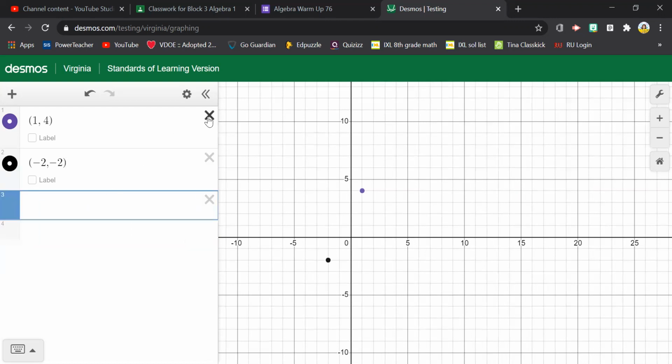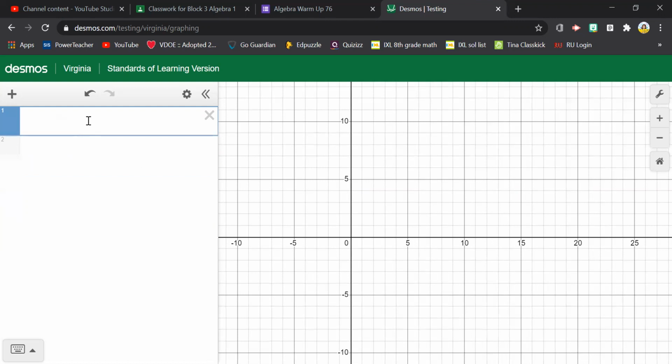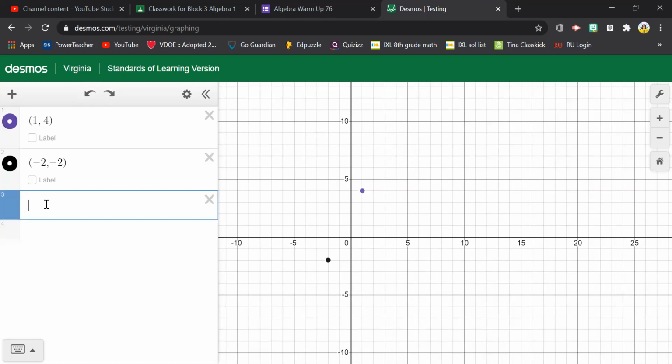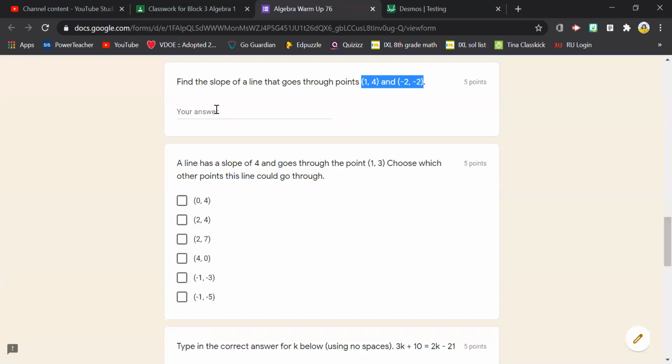The other thing that I could have done is use my slope formula. So the slope formula is when I subtract the y's in the top, so negative 2 minus 4, subtract the x's in the bottom, negative 2 minus 1, which as you can see, still comes up to a slope of 2. So either way, your slope is 2.